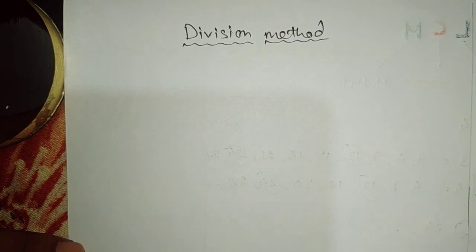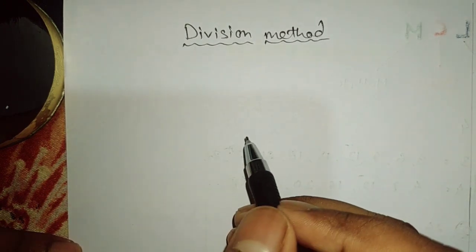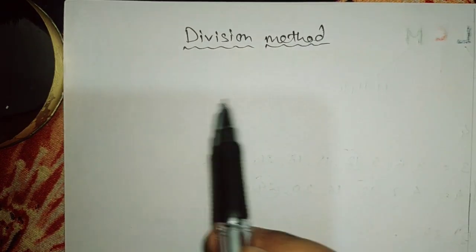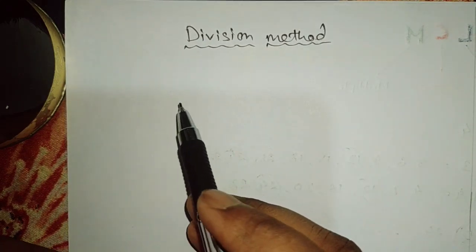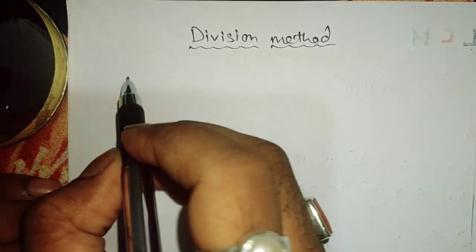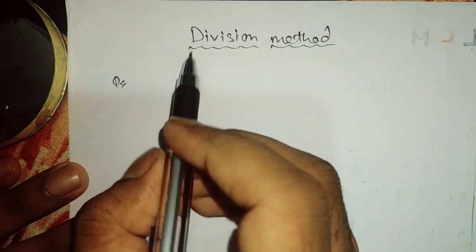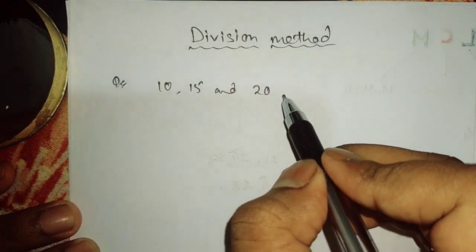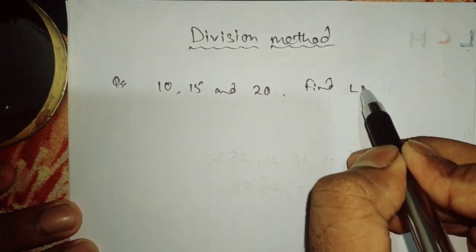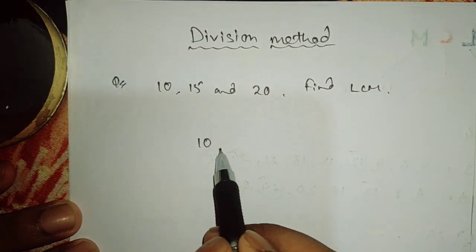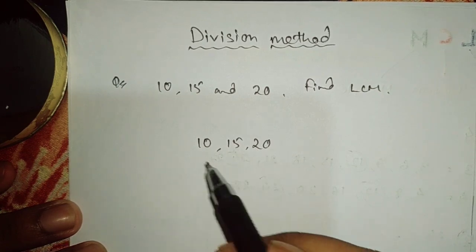Okay, let's come to division method. In division method we will just apply short division method. One thing about this division method is that we can take out LCM of more than two numbers very easily using this method. So let us take an example. Say we have three numbers 10, 15 and 20, and we have to find the LCM. In division method we will write 10, 15 and 20 like this.